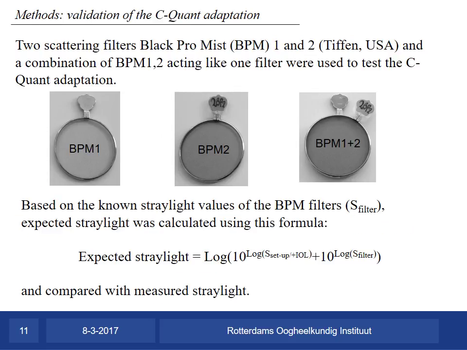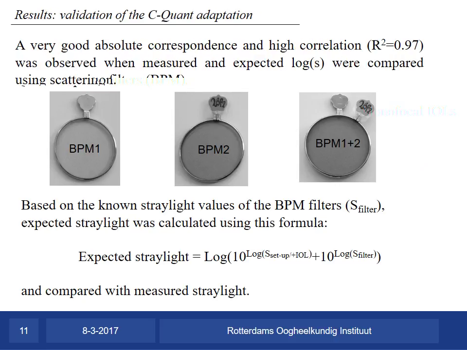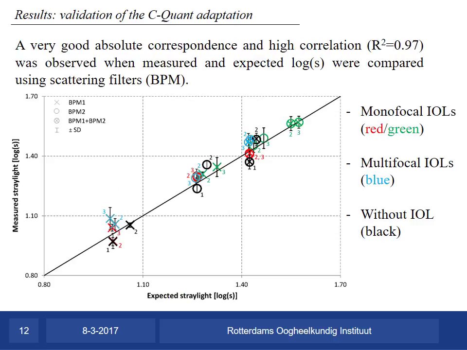To validate the C-Quant adaptation, we used two commercial scattering filters measured separately and stacked together to obtain 3 scattering values. And as these values are known, we could calculate expected straylight using this formula, and we compared it to measured straylight levels. Here are the results of the validation procedure.